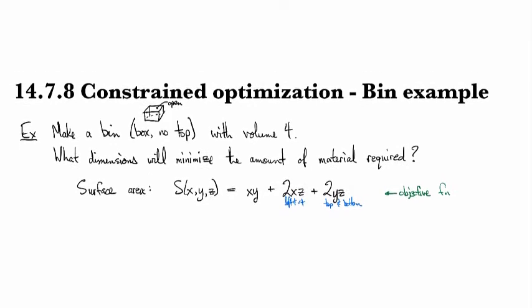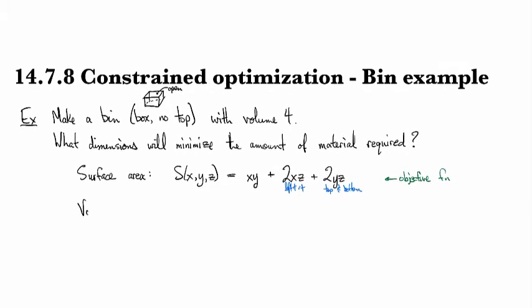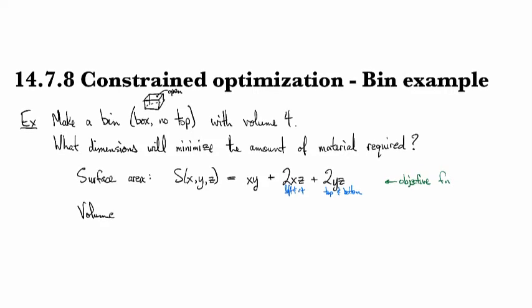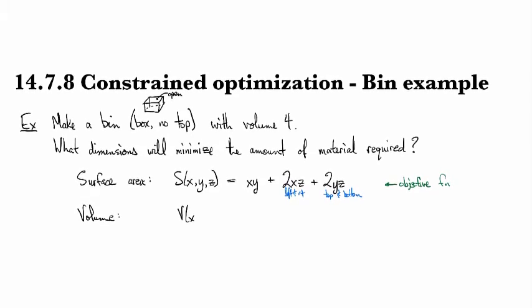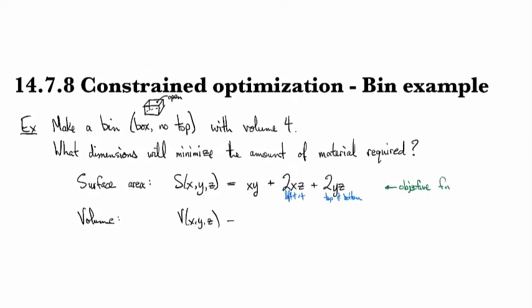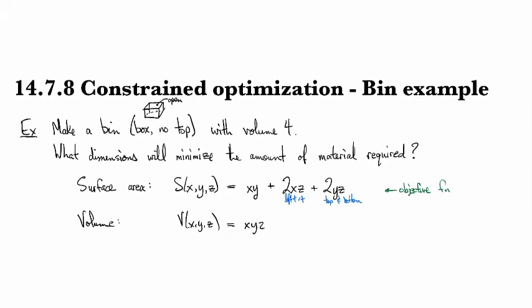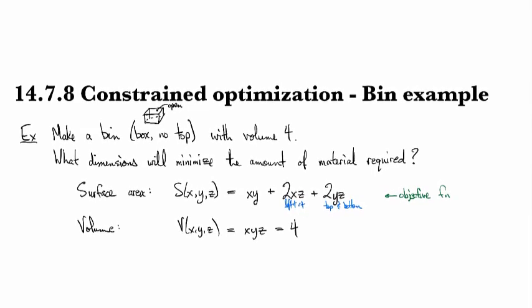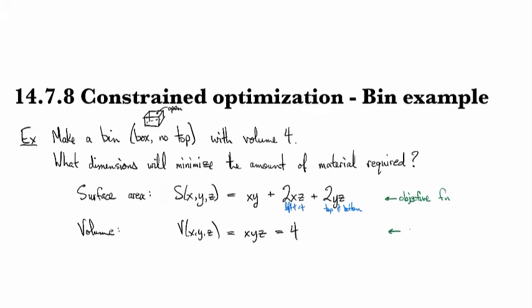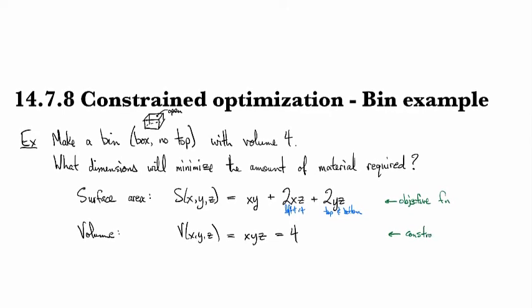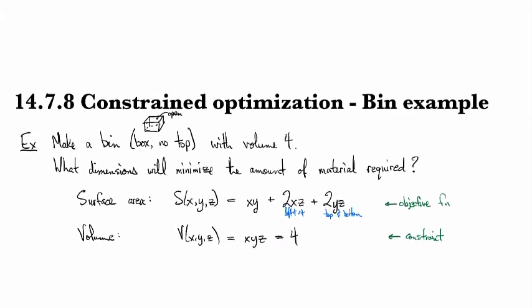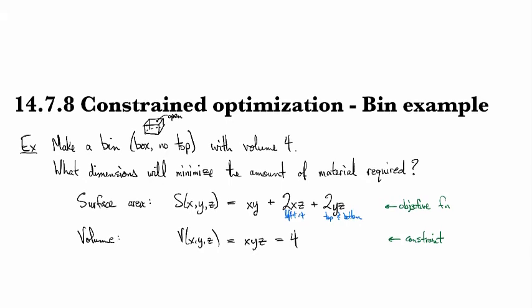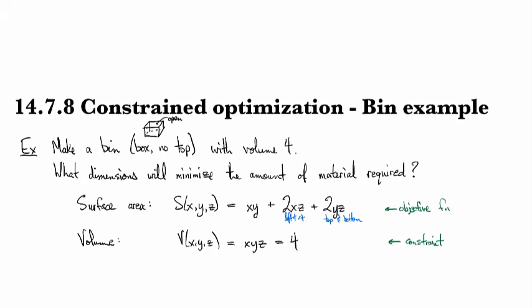And then we want the volume, and the volume of X, Y, Z is just X times Y times Z. We want that to be fixed, equal to 4. So that's our constraint. Okay, so we've got our constrained optimization set up, ready to rumble.